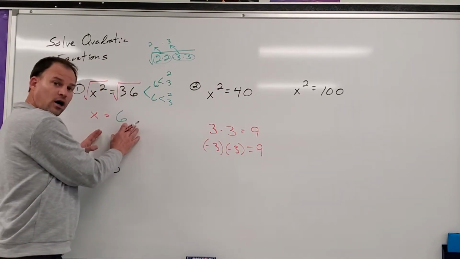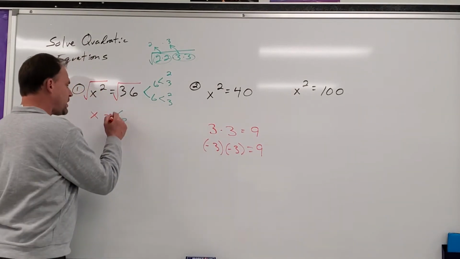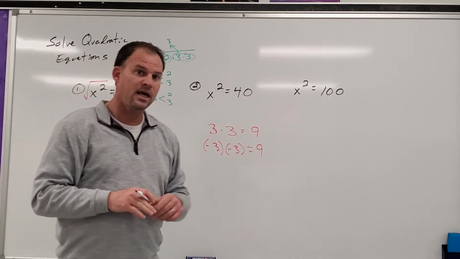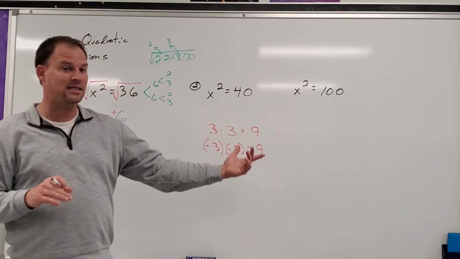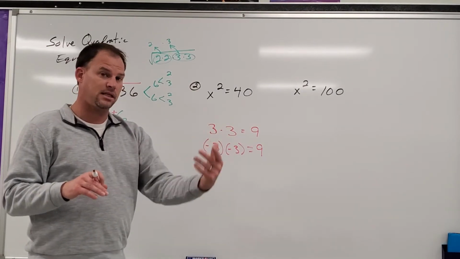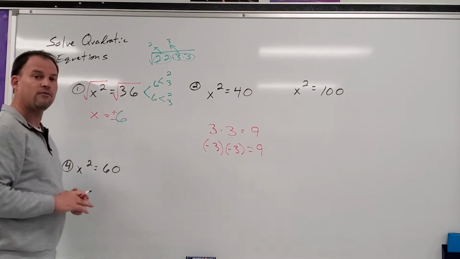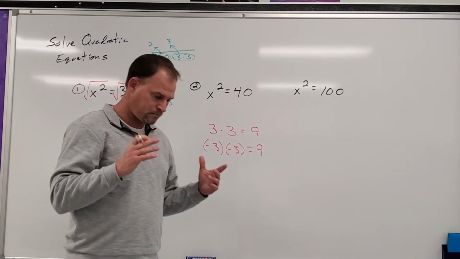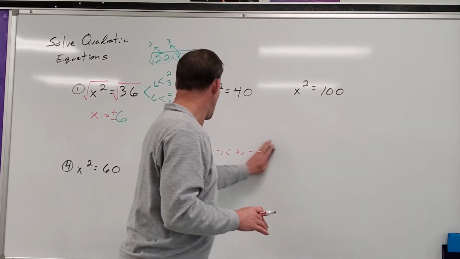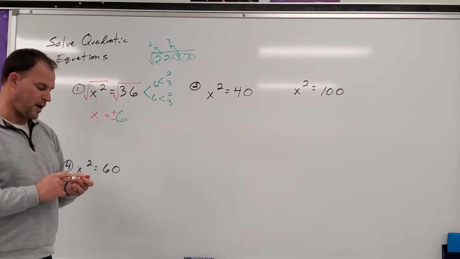On all of our answers today, whenever you see this, all of your answers need to have a plus minus in front of them. Because positive 6 times positive 6 is 36, and negative 6 times negative 6 is 36. So there's a positive negative in front of all of our answers. All of them. All right. So, one last thing to remind you of.